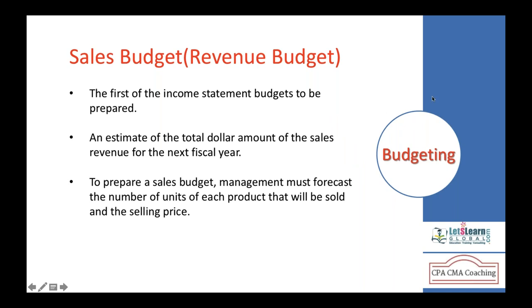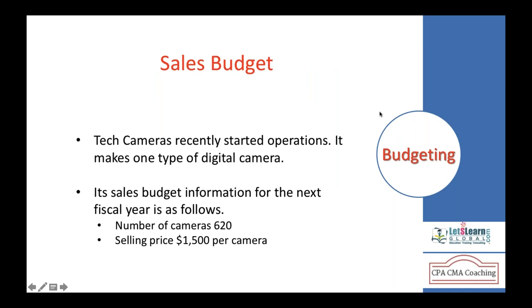To prepare this, first of all, we need to know the annual profit plan. Based on the profit plan, we'll come to know how many units are to be sold and what the selling price is. So when you prepare a budget, like our company Tech Cameras Incorporation, we started our operations recently and now we are manufacturing digital cameras. Say, for example, we collected information stating that we have to sell 620 cameras and the selling price per camera is 1500.